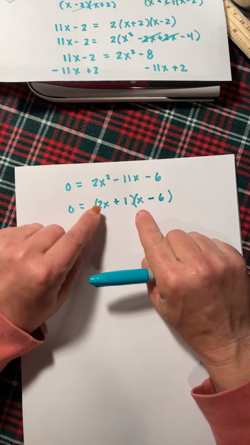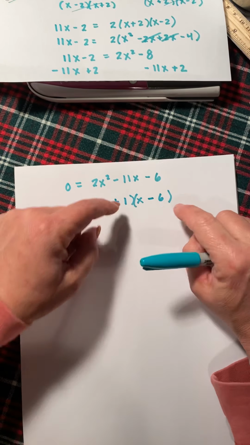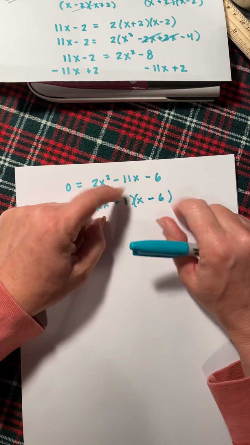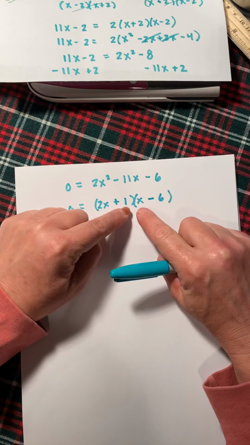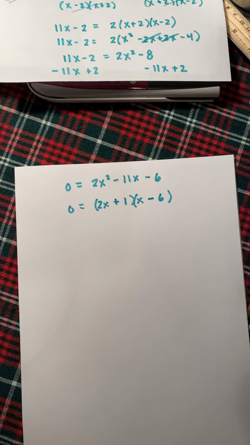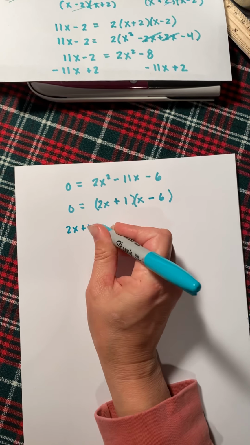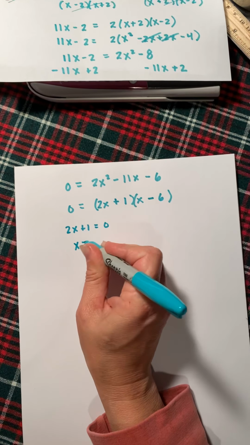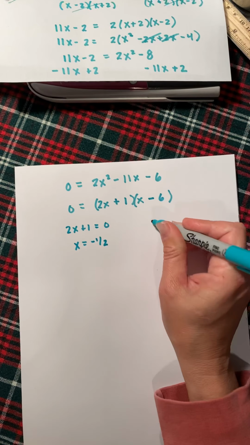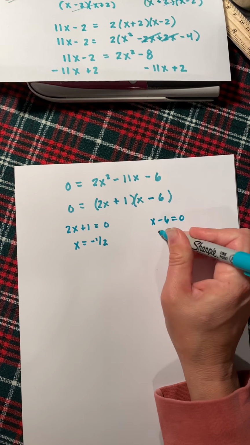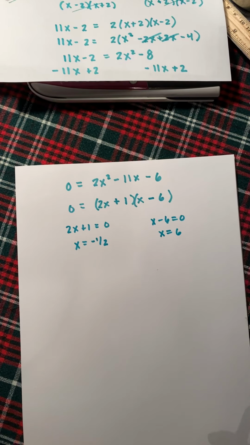So let's just double check. Product of the first, 2x squared. Product of the last, negative 6. Inners and outers, 1x minus 12x, negative 11x. Right, but remember we're solving for x. So 2x plus 1 equals 0, or x equals negative 1/2, or x minus 6 equals 0, x equals 6.